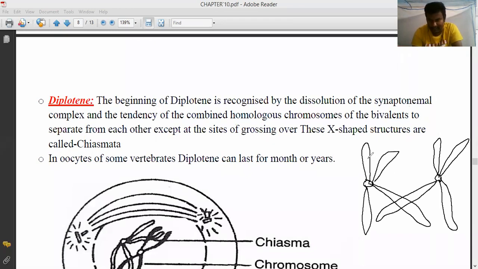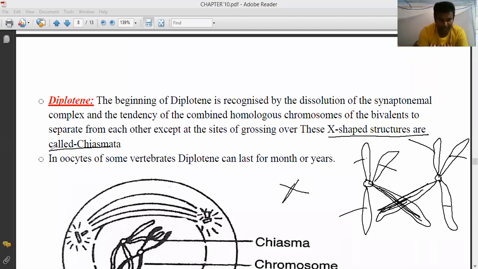These chromatids are separated, except at the place where crossing over happens. Due to crossing over, this appears to be an X letter. These X-shaped structures are called chiasmata. So it resembles an X-shaped letter. See here, chiasmata.